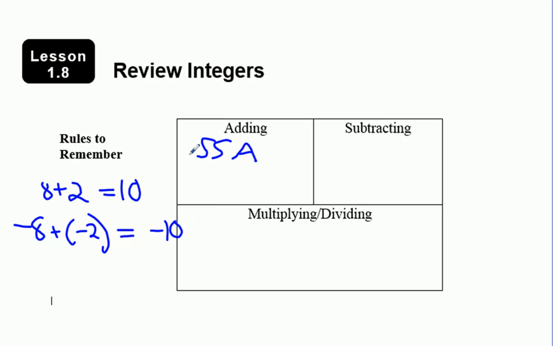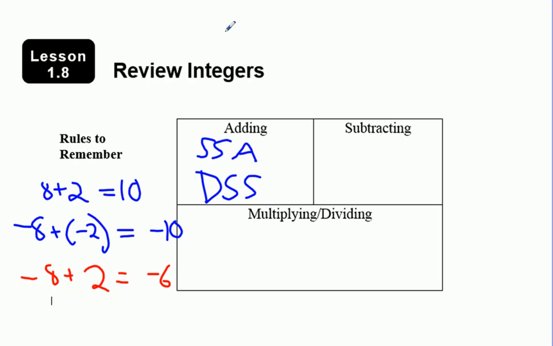Very simple. If I have different signs, I'm actually going to have to subtract the numbers. So for example, if I have -8 plus +2, remember that's like the tug of war situation. I have to subtract the numbers, the negatives will win, and how much will they win by? 8 minus 2 is 6. So my final answer will be -6.